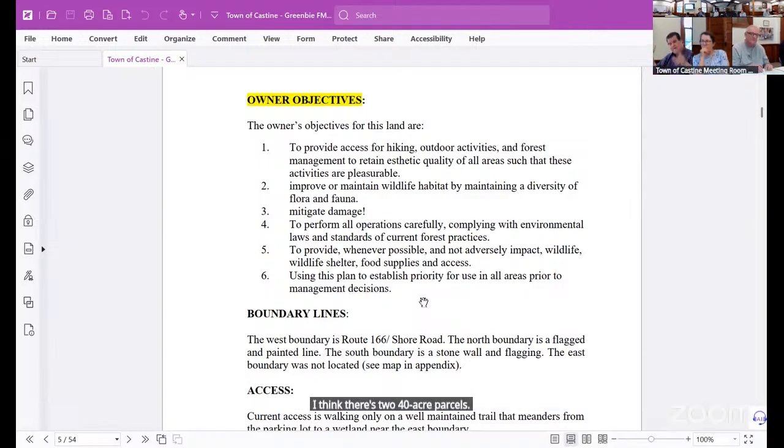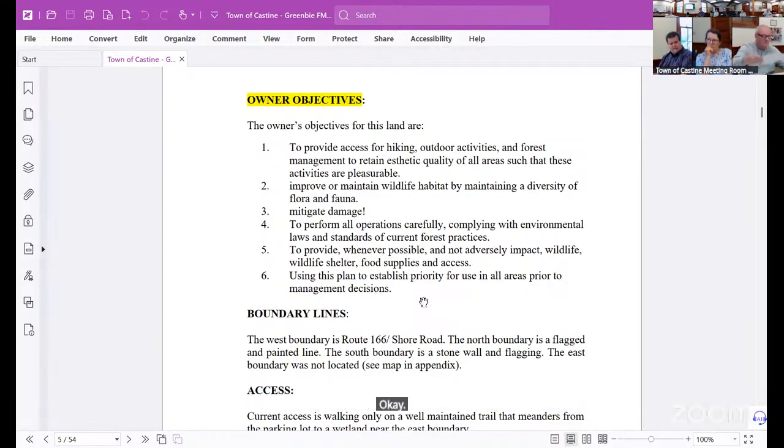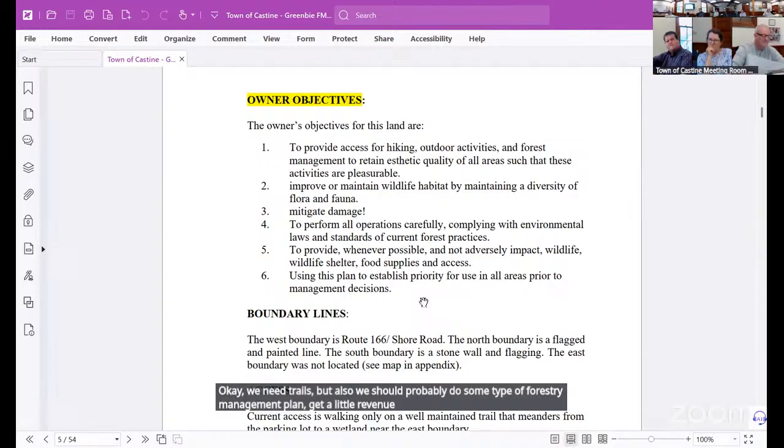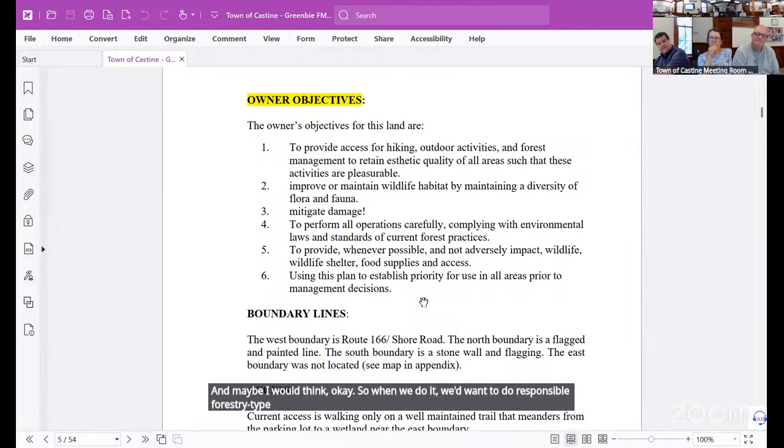Thinking back then, trails weren't a big thing. I know that we would harvest it for the red pine poles and sell them to CMP or whatever. And I know we talked about there's some mature trees there that are going to go by. If I had my choice for a forested piece of land, putting it to work for the people, I'd be like, okay, we need trails, but also we should probably do some type of forestry management plan, get a little revenue off those trees before they go bad, and then we'd want to do responsible forestry, whether it's selective cutting, whether it's clearing a patch or replanting.